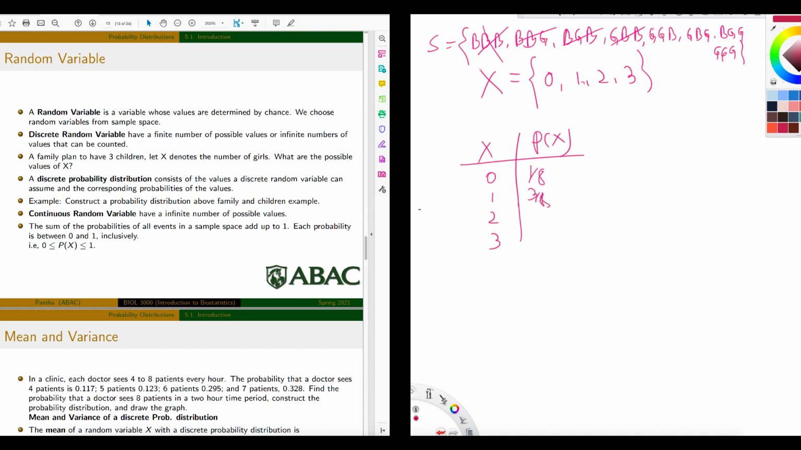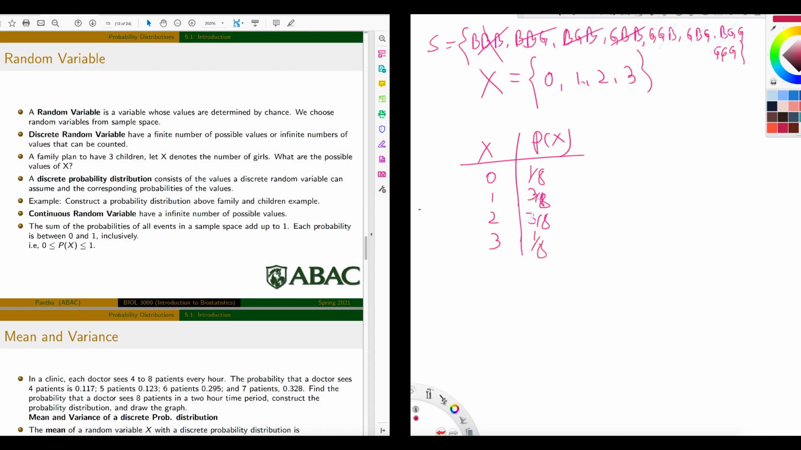We did this in elementary statistics. What is the probability of 2 girls? That will be 1, 2, 3, so that will be 3 over 8, right? And what is the probability of all 3 girls? That will be 1 over 8. So this is the probability distribution, right?